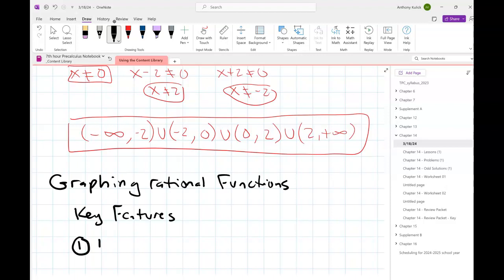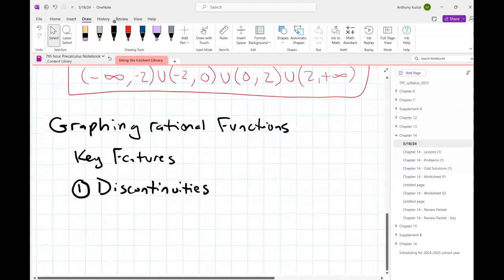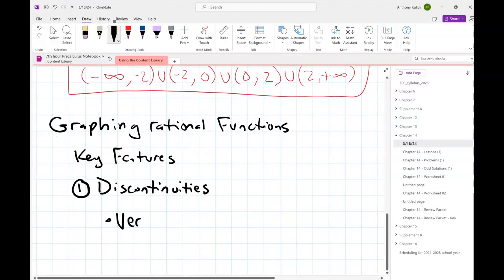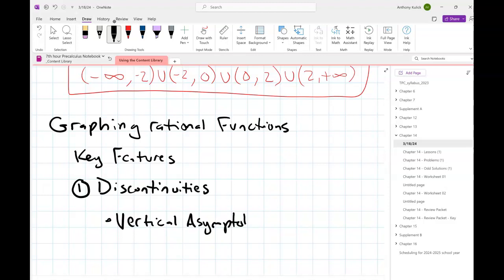So the first kind of key feature we're going to collect is the discontinuities. So there's 2 types. We have a vertical asymptote. To find the vertical asymptotes, we're going to set our reduced denominator equal to 0 and then solve.